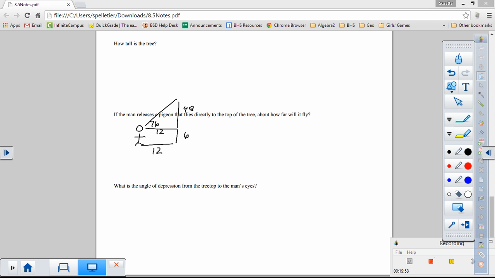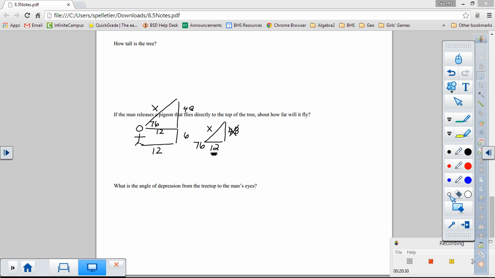Okay. If he releases a pigeon and it flies directly to the top of the tree, how far will it fly? So now I want this part. So I have 76 degrees. I have x, and I know that this piece is 12. I just found this piece to be 48, so it doesn't really matter, I guess, which one you choose to use here. I just choose to use the information that was given to me in the problem and not the one I just solved for, in case I made a mistake.